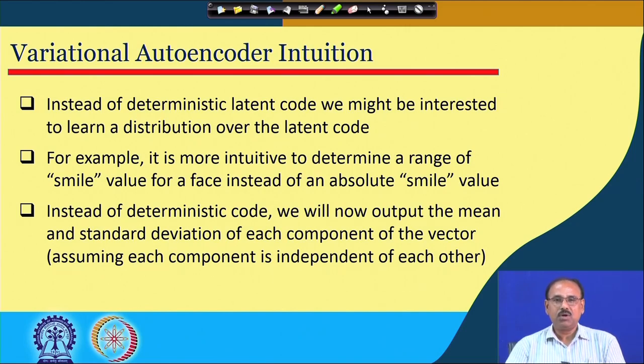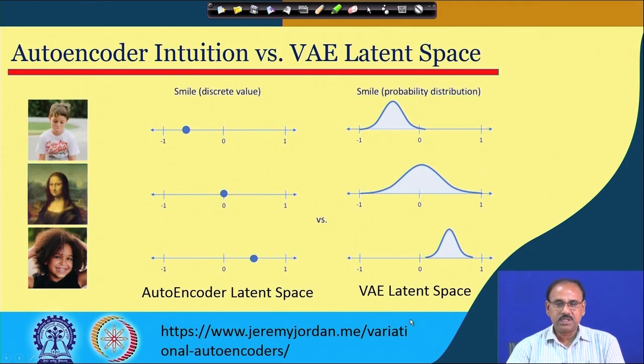So, instead of a deterministic code, if we assume this distribution to be a Gaussian distribution, then for every input data, instead of getting a deterministic code, we would like to have the mean and standard deviation for each component of the latent vector that you created. And we can assume that every component is independent. So, for a multidimensional case, what I get is a covariance matrix. The covariance matrix will be a diagonal matrix. So, this is what is expected out of a variational autoencoder.